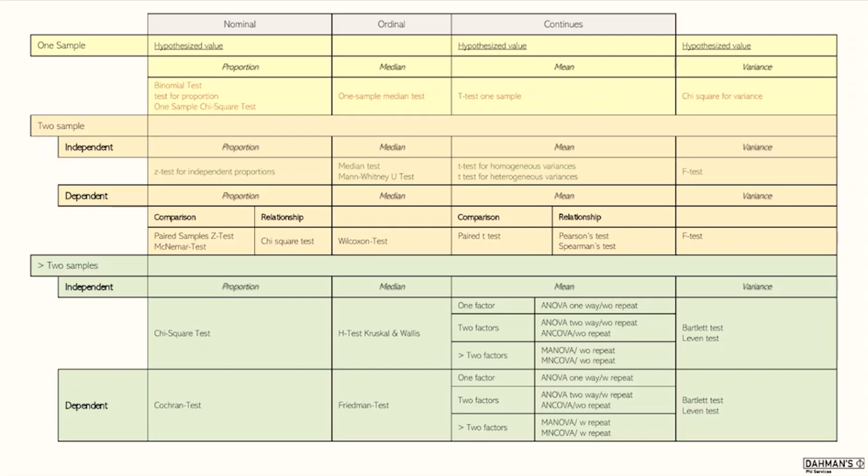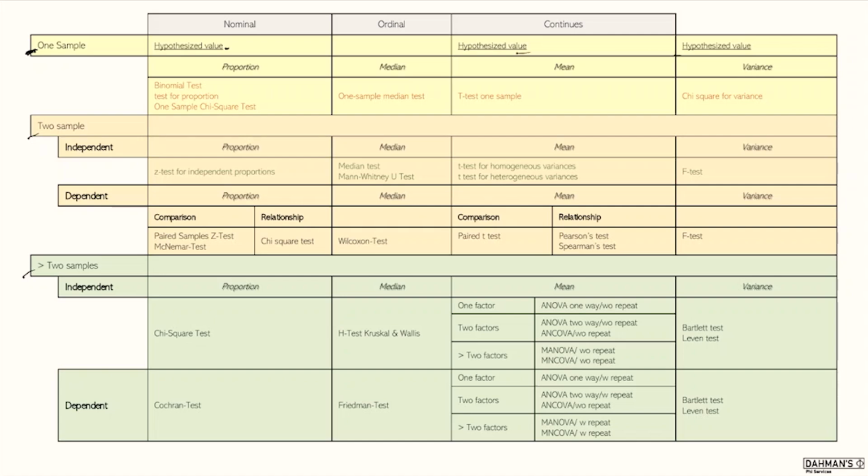Now, I'm going to follow the exact logic I have constructed. First of all, how many samples do I have? So I might have one sample, two samples, or more than two samples, as we said before. Now we know that one sample, in this case dealing with one variable, will be dealing with one purpose, and that is to test against a hypothesized value.